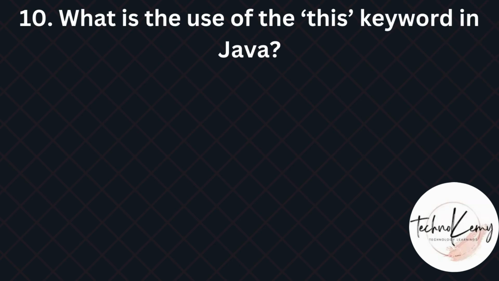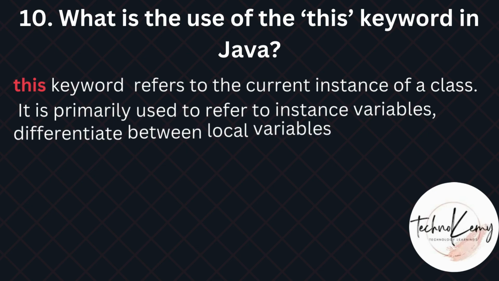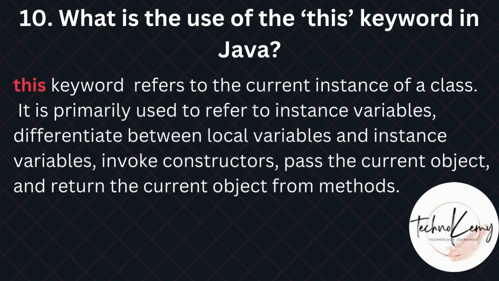Question number 10. What is the use of the this keyword in Java? The this keyword refers to the current instance of a class. It is primarily used to refer to the instance variable and differentiate between the local variable and the instance variable. We can use this to invoke the constructor, pass the current object, and return the current object from methods.